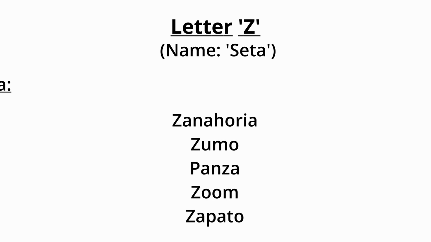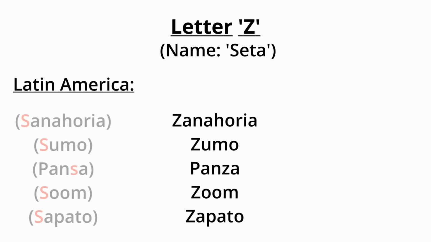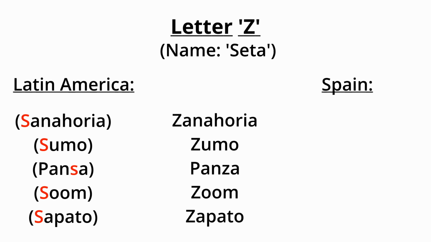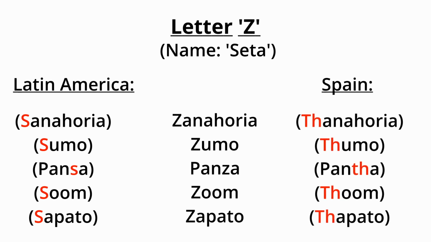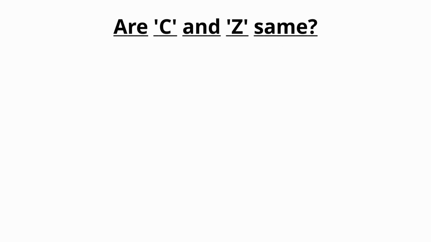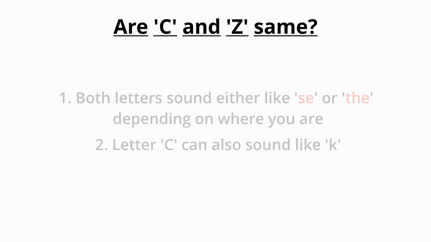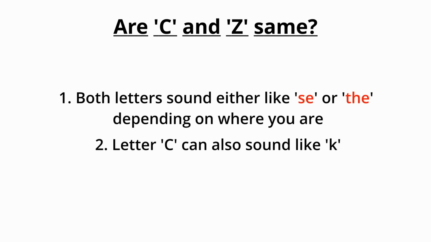Before you say anything, let's look at some examples. In Latin America, these words would be pronounced zanahoria, sumo, panza, sum, zapato. Meanwhile, people in Spain would say zanahoria, thumo, panza, thum, zapato. Now, you might be thinking, isn't it the same exact sound that the letter c makes? Yes, that's exactly the case, except it can never make the sound "k", unlike the letter c.